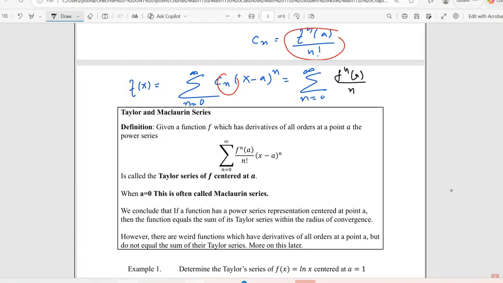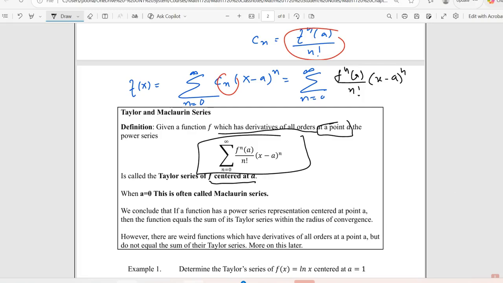f^(n)(a) divided by n factorial times (x minus a) to the power n. This is what we have as the Taylor series, which is centered at a. Centered at a means all terms are in the x minus a format. Given a function f which has derivatives of all orders, that means it's differentiable however many times you differentiate at the point a, then the power series is called the Taylor series.